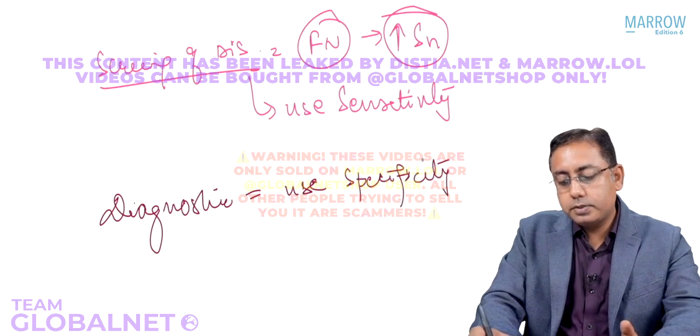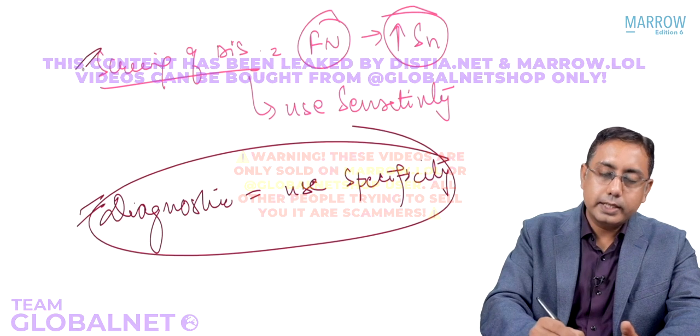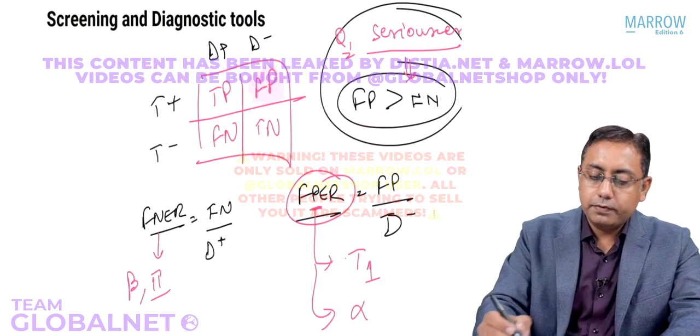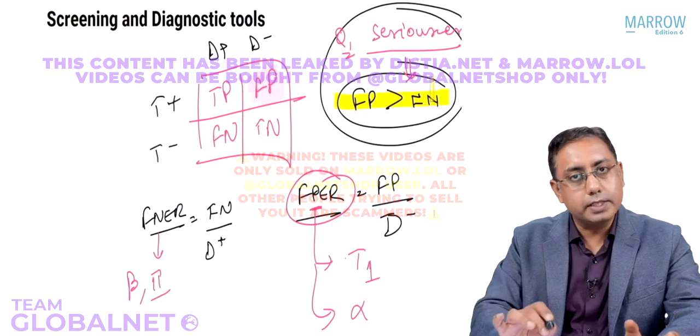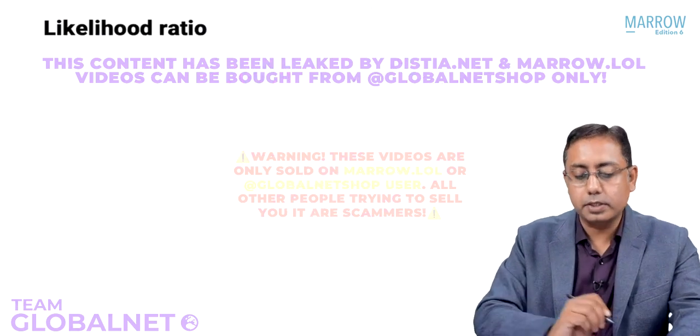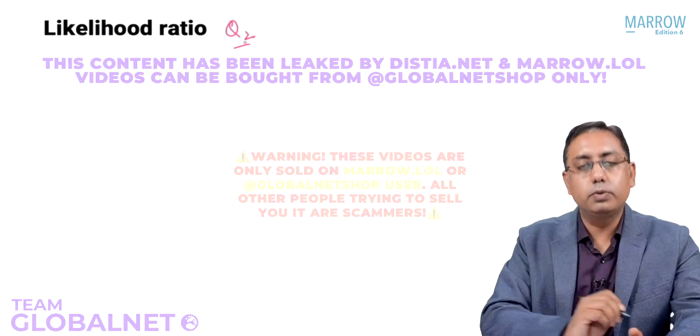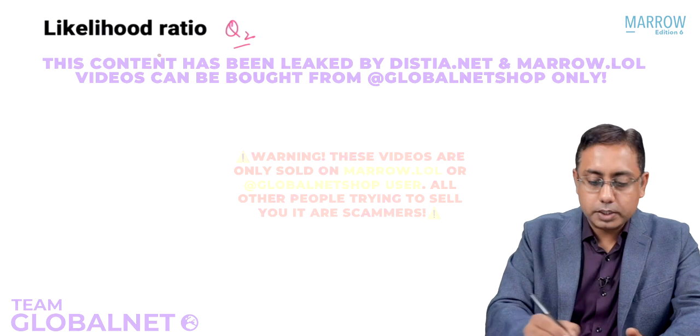So that is your MCQ number 1. Diagnostic test specificity, screening test is sensitivity. False positive error rate is more serious than false negative error rate. First MCQ. Second MCQ. What do you mean by the likelihood ratios? That is your question number 2, topic number 2. What do you mean by likelihood ratios?